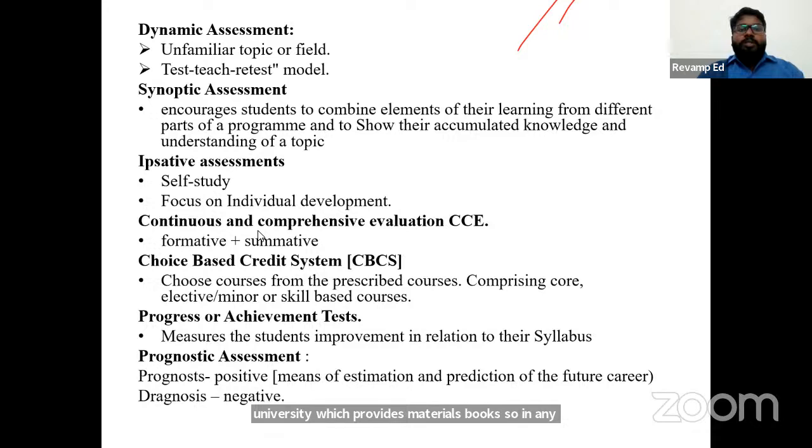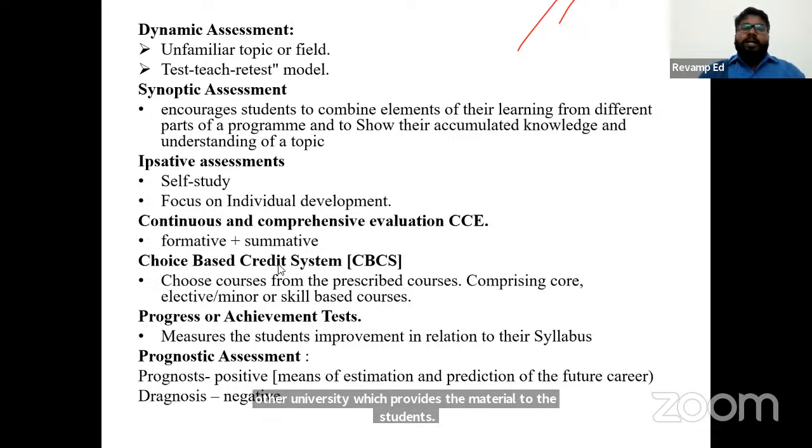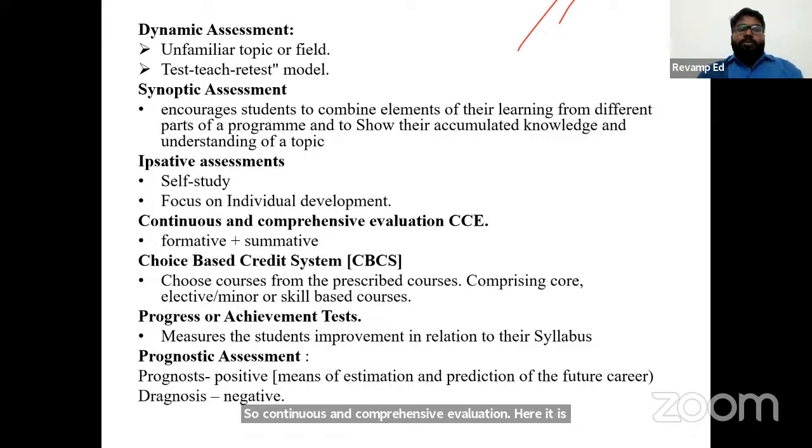So, continuous and comprehensive evaluation. Here it happens with both formative and summative assessment. CBCS, I have already mentioned. You can see the progress or achievement test and prognostic assessment.